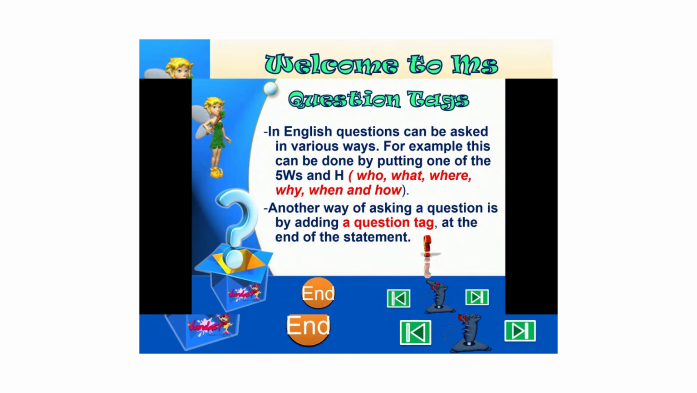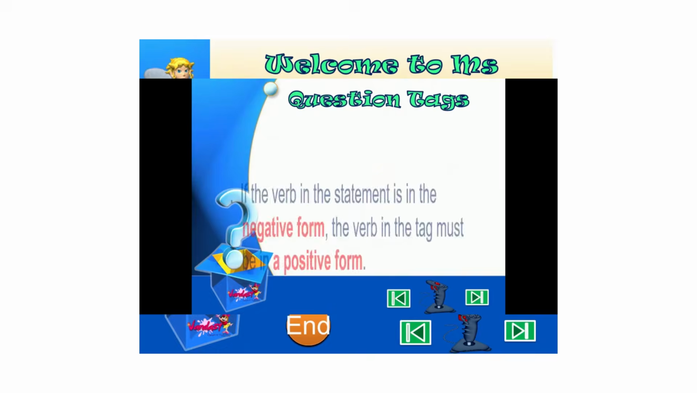In English, questions can be asked in various ways. For example, the normal route that we know is that of using the 5 W's and an H, which we have who, what, where. Another way of asking a question is by adding a question tag. Now, I'm going to take sentences and add question tags so that it can become easier for you. So a question tag is another method of asking a question, or changing a statement into a question in English.